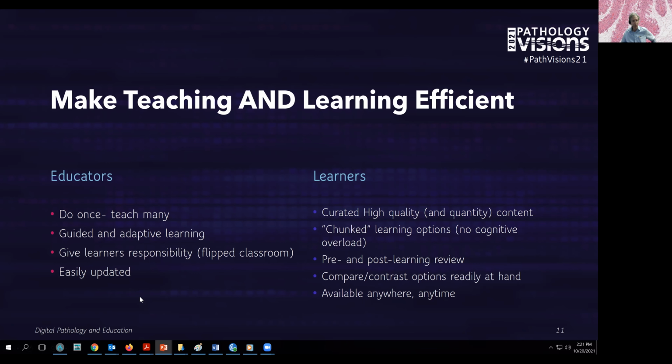And we can also make the types of materials that we have easy to update. So digital materials are notoriously easier to update than analog materials. On the learner side of things, by providing high quality, curated, and some quantity of content, they can attain mastery. So providing 10 examples of each of the various polyp types was part of the training program.